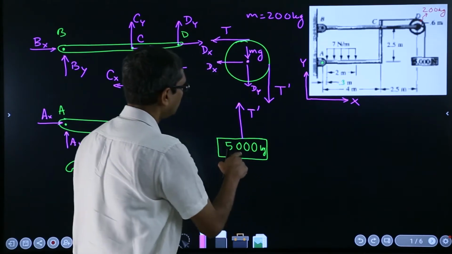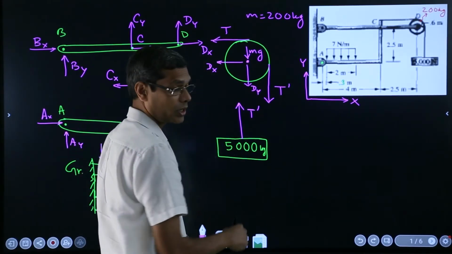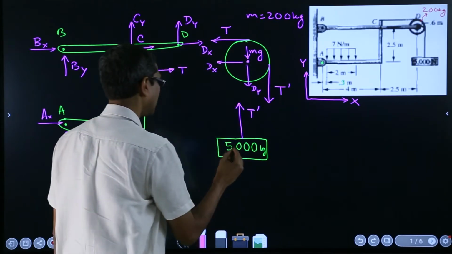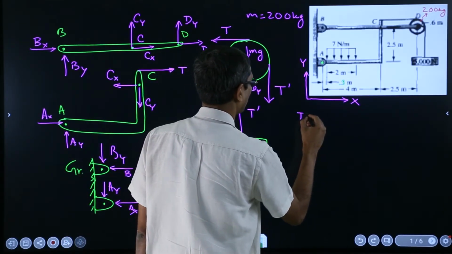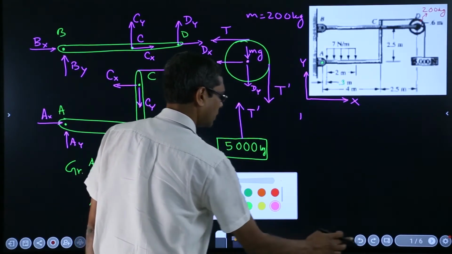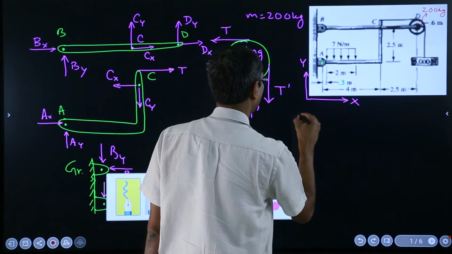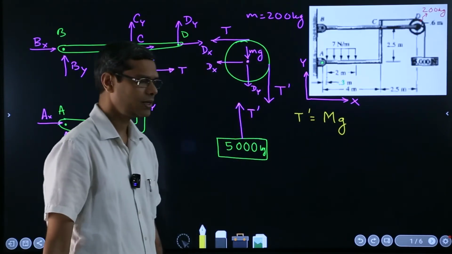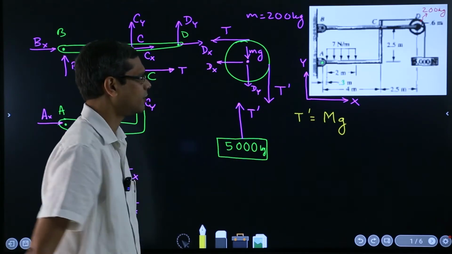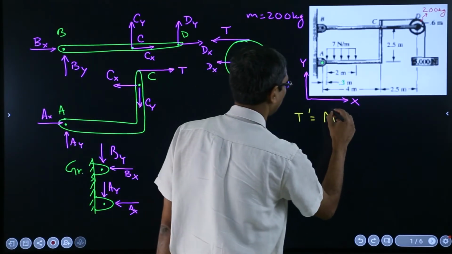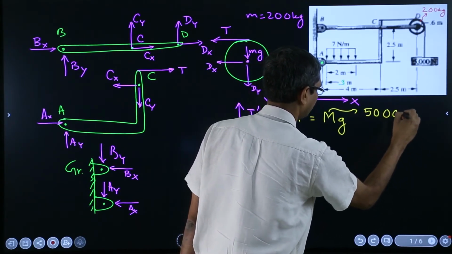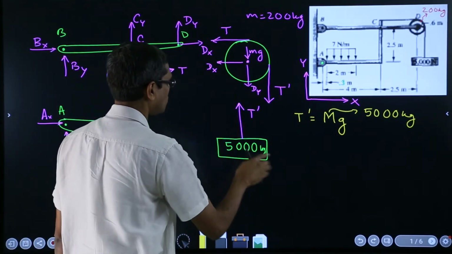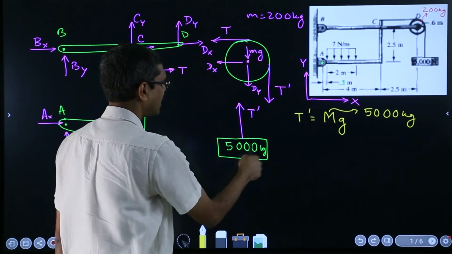So let's do them. When we consider the equilibrium of this body, okay, that means T prime, I'll call this capital Mg. So now T prime obviously will be this capital Mg, right? Because this is in balance, so T prime minus that will be 0. So this is the first thing, where M is equal to 5000 kg. Okay. Then if T prime is that, its job is done. So no more information we can extract from this free body diagram.